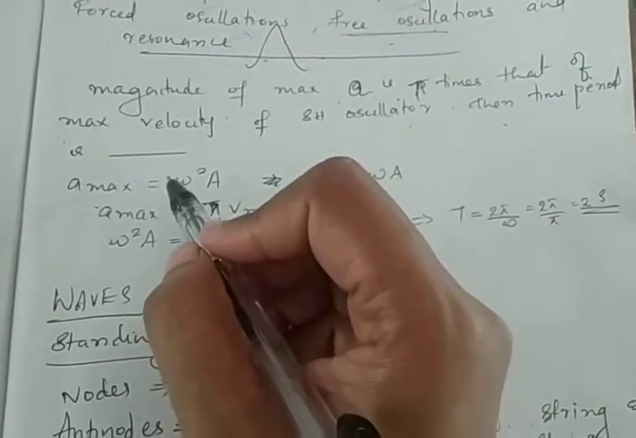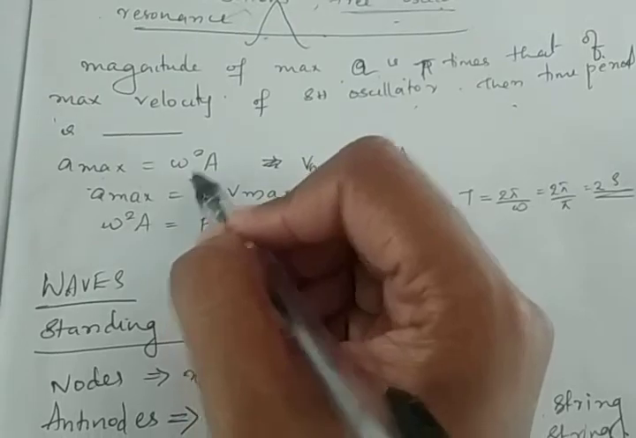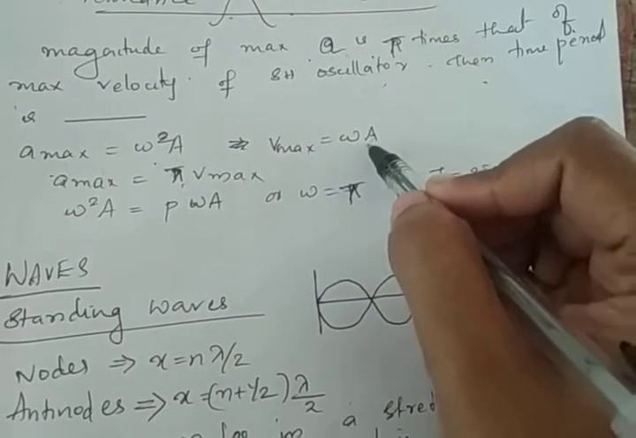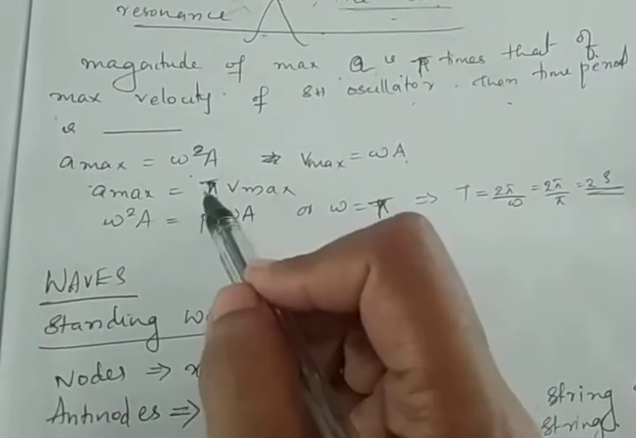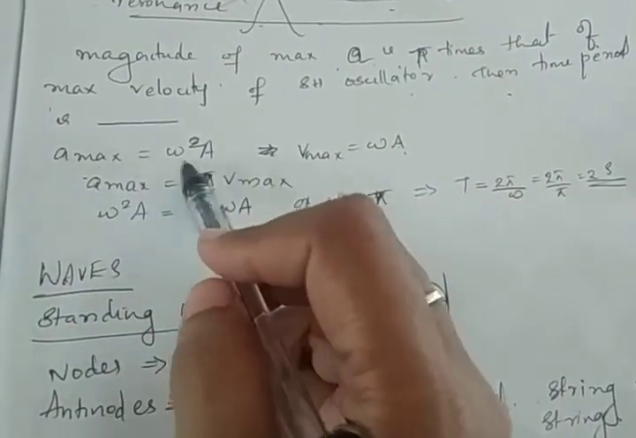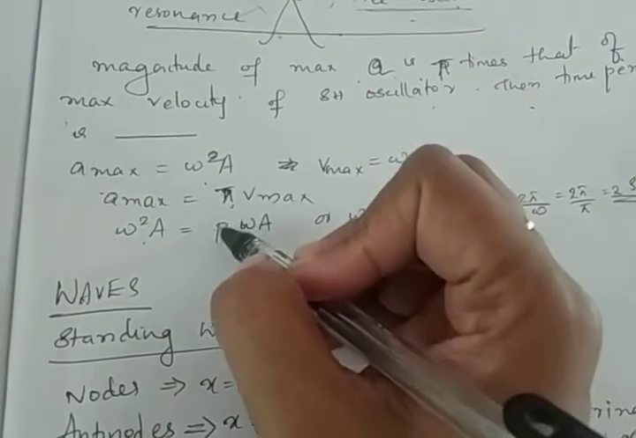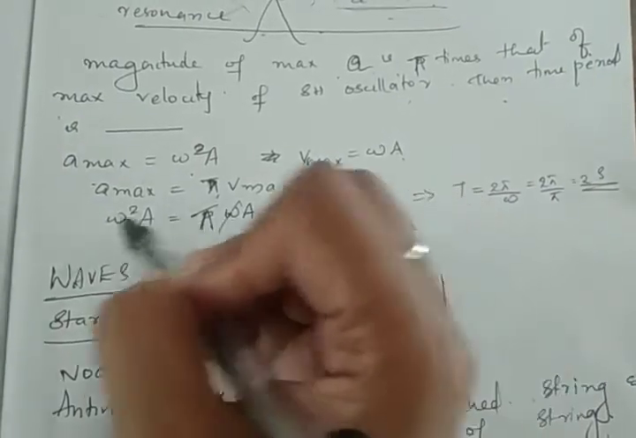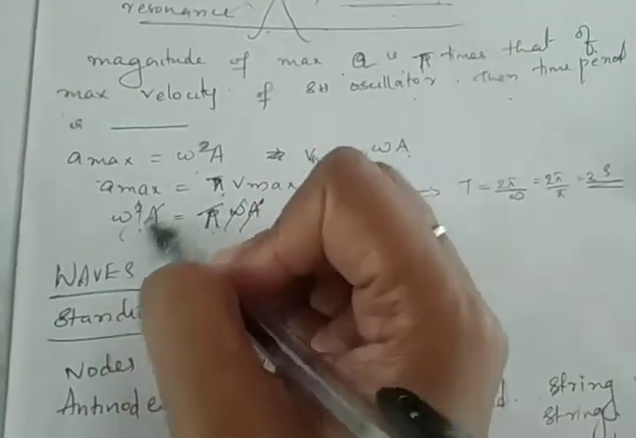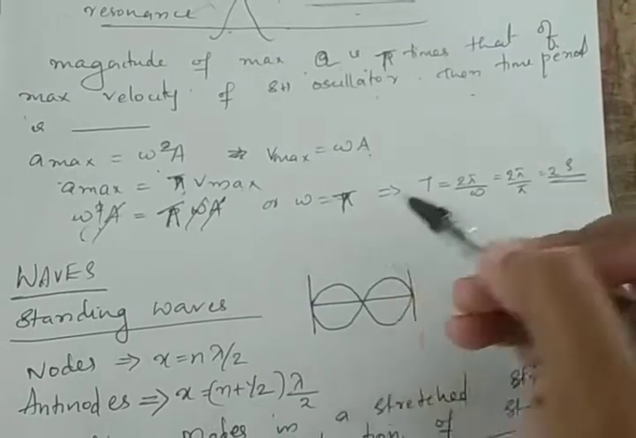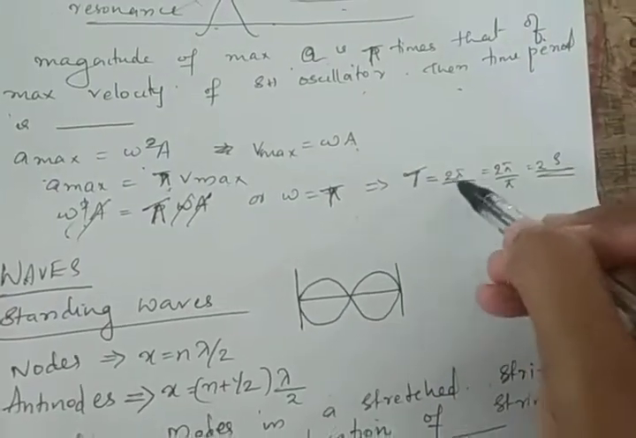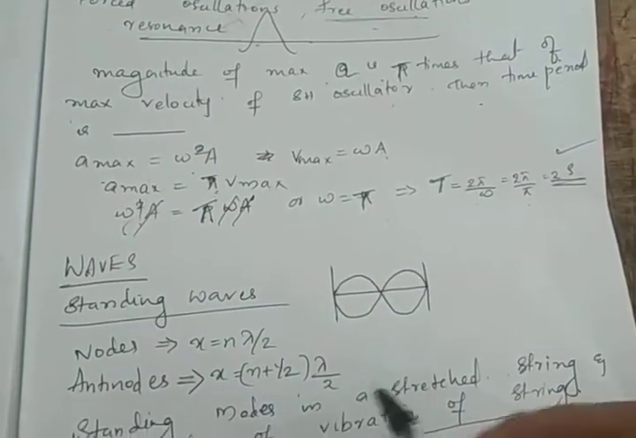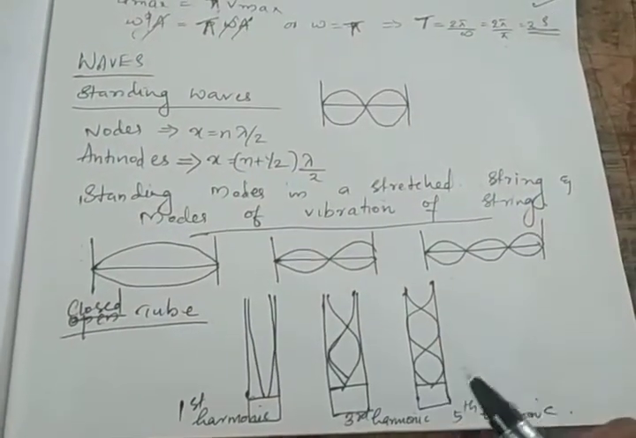What is the expression for maximum acceleration of a simple harmonic motion? It is omega square a, and similarly maximum velocity is omega a. So if a max is pi times v max, then substitute a max as omega square a, and this is not p, this is pi, and v max as omega a. From this, one omega and a will cancel, and we are left with omega equal to pi. Therefore the time period T is equal to 2 pi by omega, that is 2 pi by pi, 2 seconds. So similar questions can be expected in your exams.